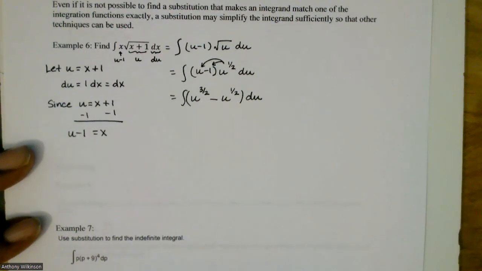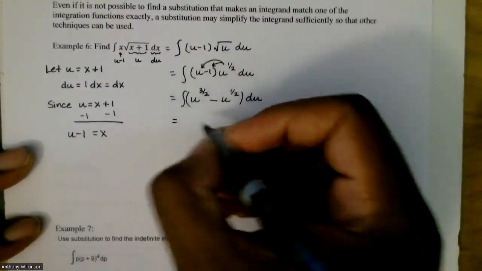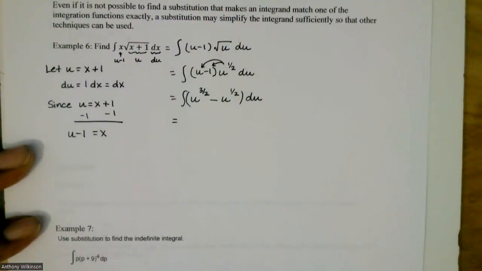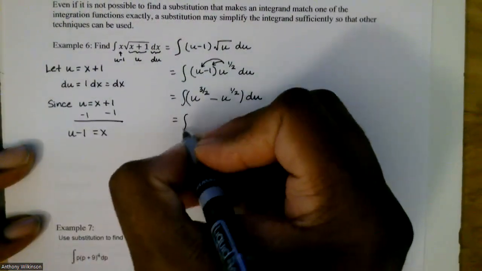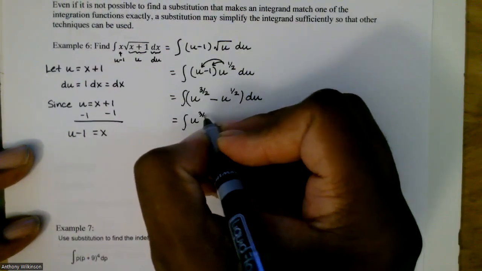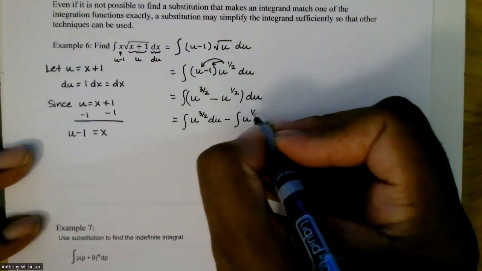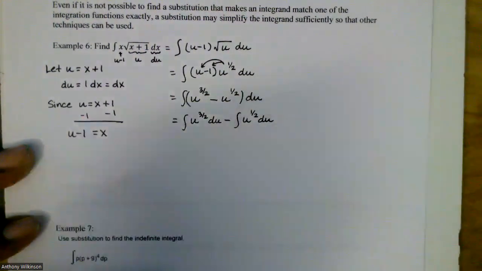Now we can integrate each expression, because the integral of a difference is the difference of the individual integrals. So it would be the integral of u to the 3/2 du minus the integral of u to the 1/2 du.